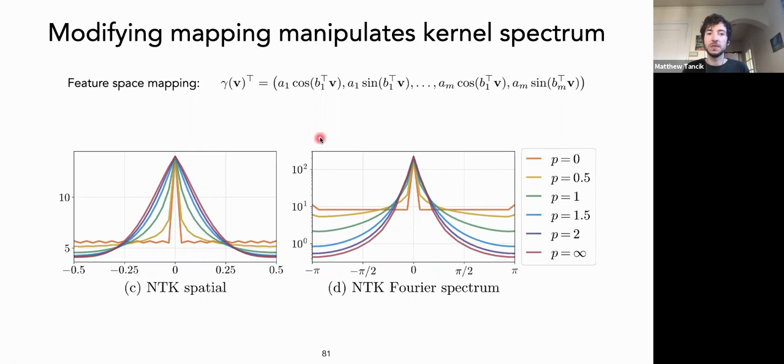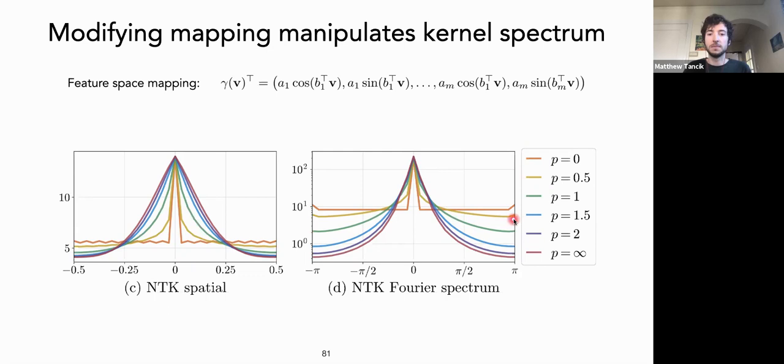The details of this parameterization are not super important, and they can be found in the paper. However, what is important is that we can vary the falloff of the resulting NTKs in the spatial and the Fourier domain. So for example, in this case, we see that lower values of p result in an NTK kernel that has relatively more high frequencies.